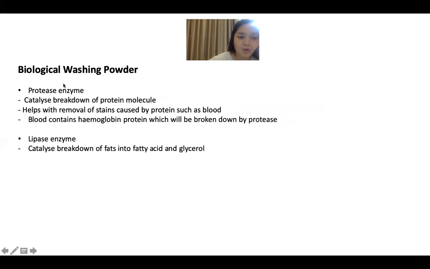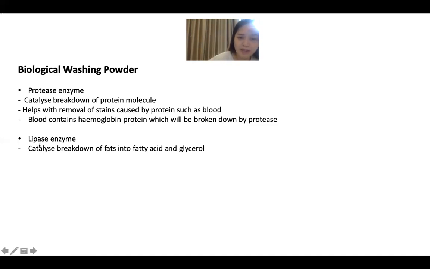Okay, right. So two types of enzyme. When you go through the enzyme chapter, I hope you already know what I'm talking about. So protease enzyme, remember, it breaks down protein. Having this inside washing powder is good because let's say you just killed someone, your clothes are full of blood, you want to wash it away, no problem, use biological washing powder, because blood contains hemoglobin. Hemoglobin is a protein, right? So protease can break down hemoglobin, and you'll see that the blood disappears from the clothes because the molecules get smaller.